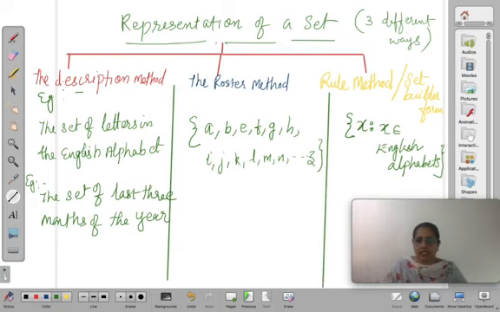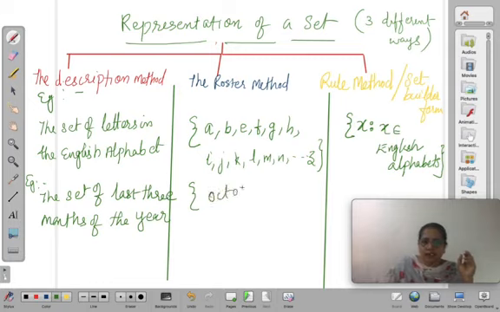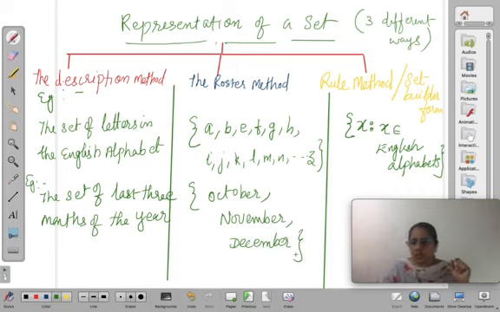Okay, then our next method is the roster method. Then tell me, how can we write the set of last 3 months of the year? October, November, December. These are the last 3 months of the year. So we'll make a set that is October, then our next member is November, and our next member is December. So this is the roster form.